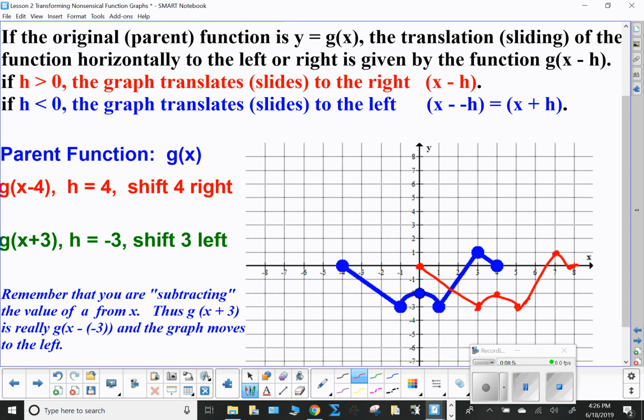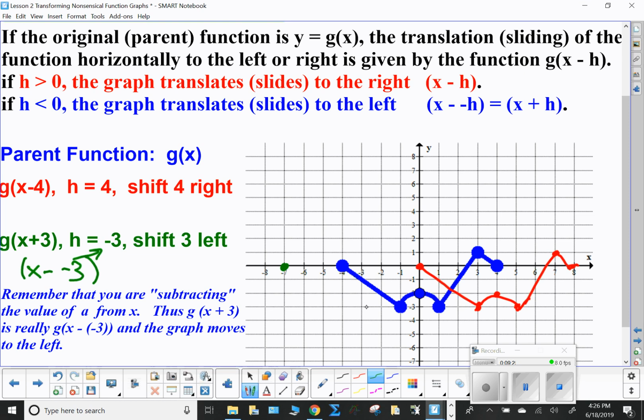Notice it hasn't changed size, and moving it to the left and right, it hasn't changed where it is vertically. The y values are all the same. It's just the x values of each point that have been altered. Moving to the left 3, same thing. X plus 3. This is the same thing as x minus negative 3. That's where I get that h is negative 3.